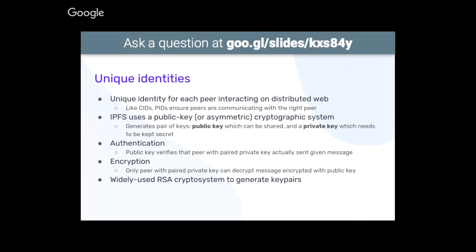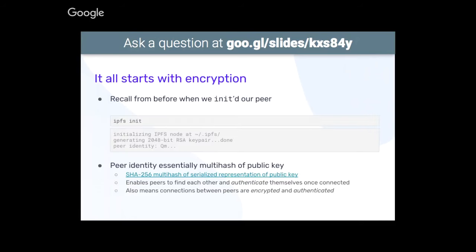So this is a pretty nice system, and IPFS uses the RSA crypto system to generate key pairs, which is pretty common. And it actually all starts right away. When you initialize your peer at the beginning, you may recall from before, you got a bunch of text printed to the screen. And in the middle there, it says generating a 2048-bit RSA key pair, and then it prints off your peer identity. Well, this peer ID is essentially the multi-hash, hopefully you remember those from previous class, of your peer's public key.